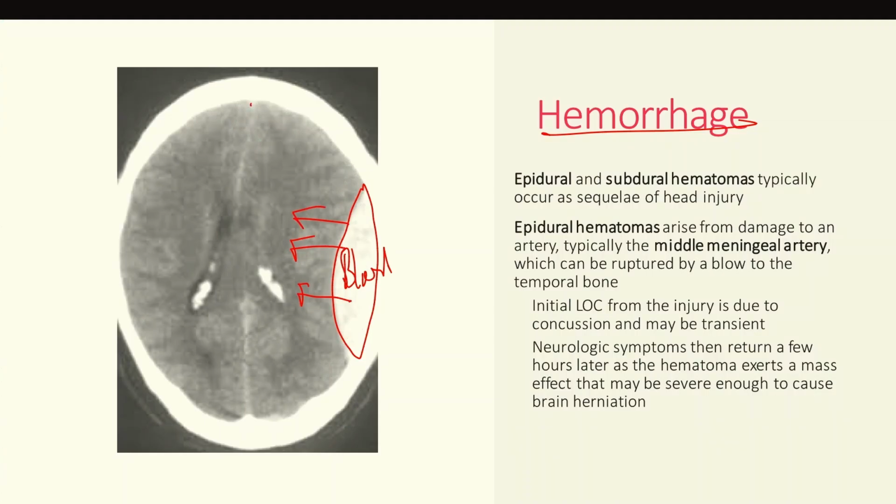And if you look, you can just draw your middle line, and you see how it got shifted to the left. That's mass effect from this swelling, this space-occupying lesion, bleeding, whatever it is, it's pushing the brain tissue off to the side. This will cause seizures and a bunch of other things going on, but this is one cause. This is an epidural hematoma, and this usually is from a tear in the middle meningeal artery. Where's the middle meningeal artery?